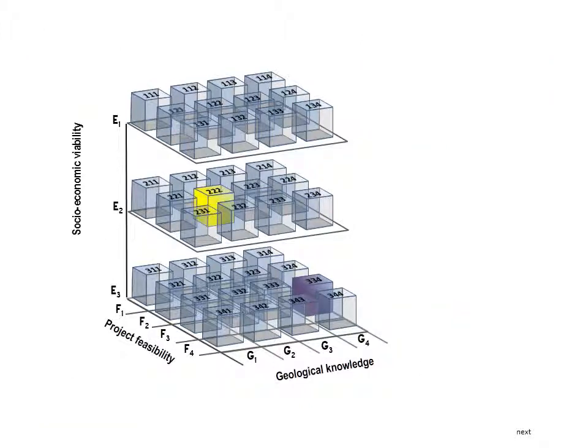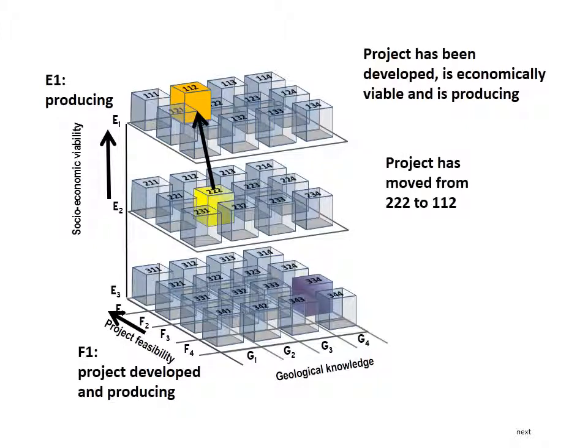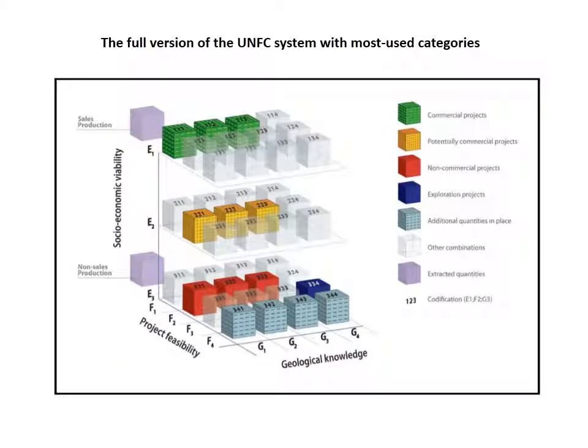When a project matures and starts producing, the socio-economic viability becomes category E1 on the E-axis. And with a developed project, the F category becomes F1. The project, moving up from category 2 to 1, can now be classified as 1, 1, 2. This is the full version of the United Nations Framework Classification System.